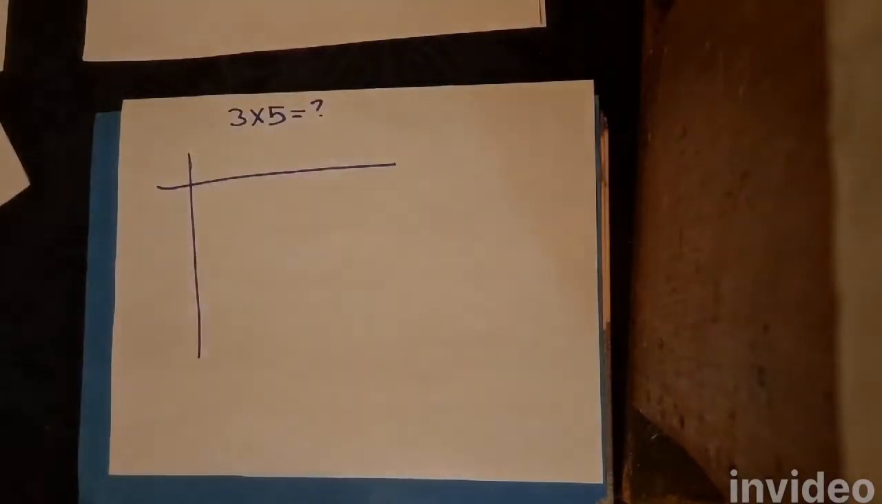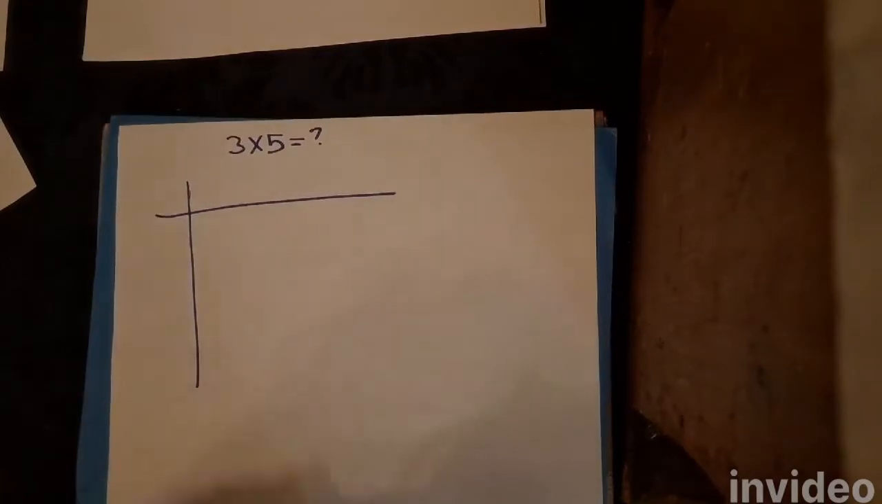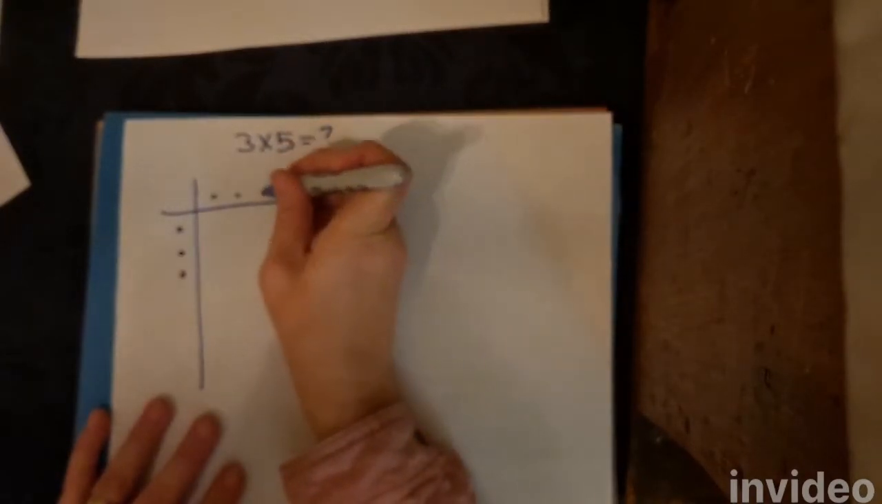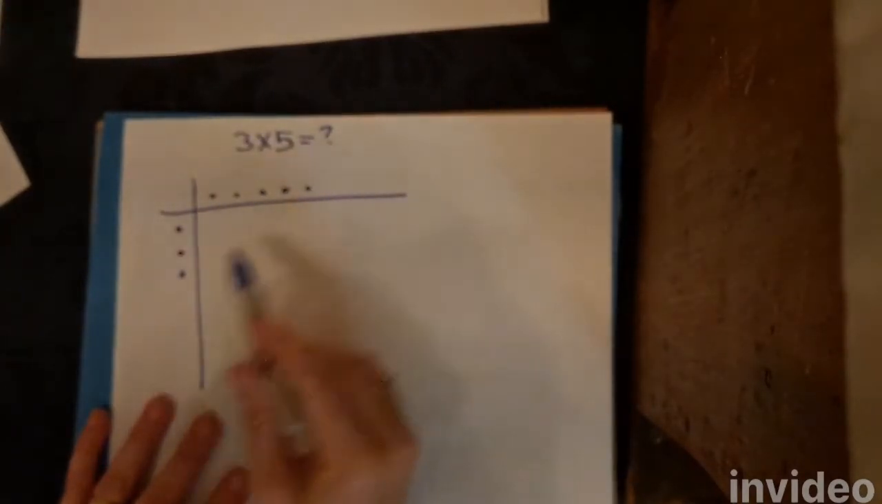All right, so we didn't do much with very basic arrays, so I just want to show how we do that with single digit by single digit. So 3 times 5, which means 3 groups of 5. So we do 1, 2, 3 to show the 3. 1, 2, 3, 4, 5. So now I'm going to fill in the field.